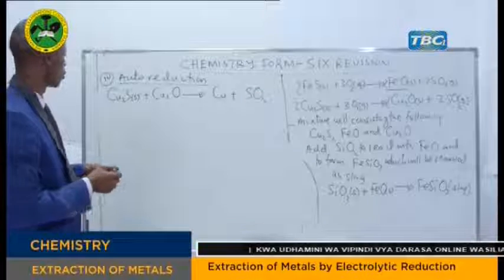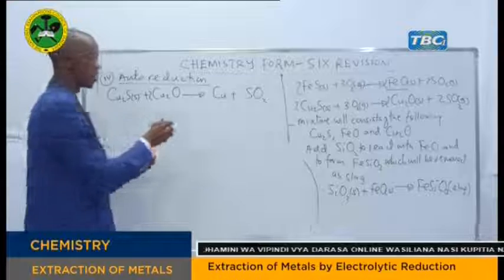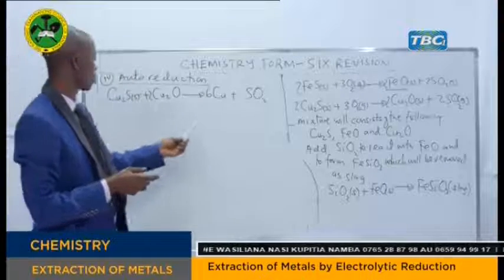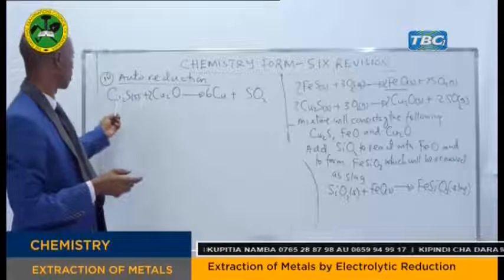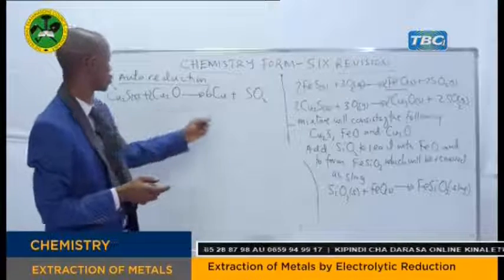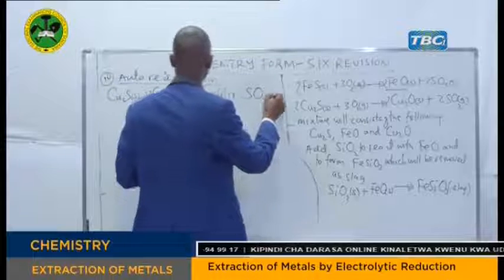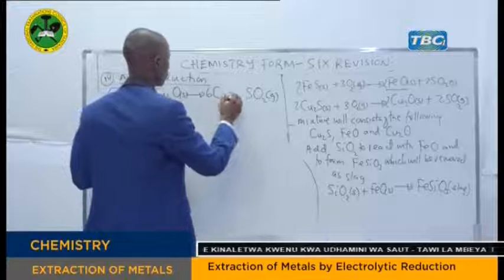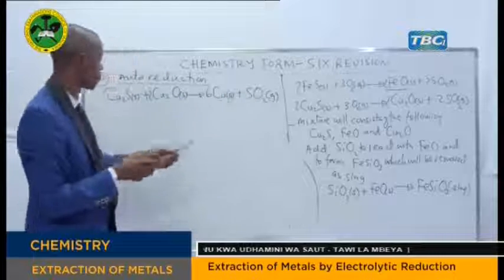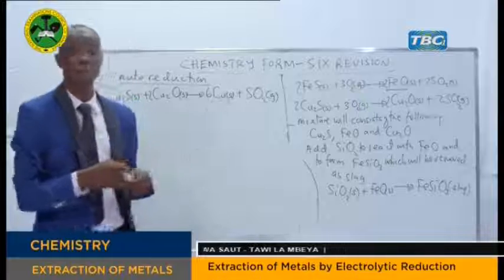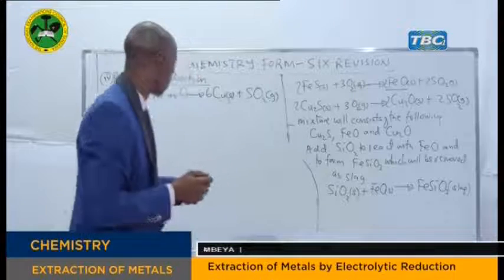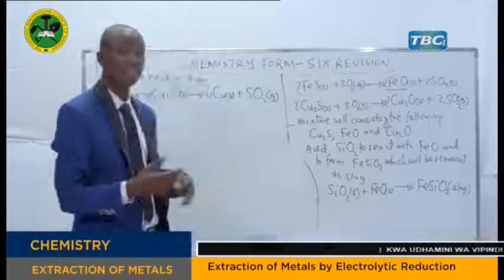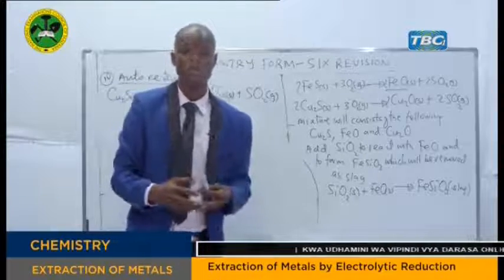So what you can do, you can just put 2 here and 6 here to balance this, to make 6 copper, as you can see, and sulfur dioxide, SO2. So this is the gas and this is the solid. This is the metal that we were looking for, copper. This copper, which is obtained by autoreduction, is called blister copper. After we have this copper, the other process can continue because this is not yet pure. It still consists of some impurities.